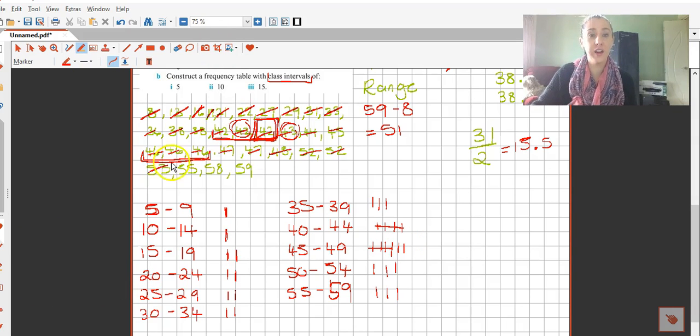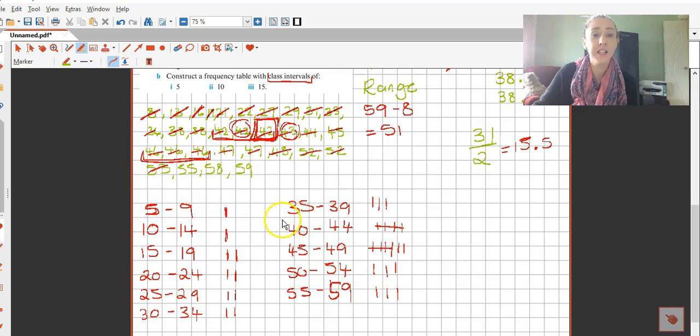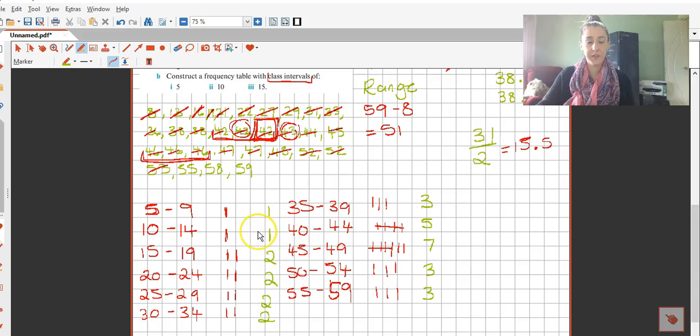Okay, so I've gone through and I've put each of these individual days into my class intervals. So you can see that each class interval will have a frequency to them. So I've tallied them up and now collected their frequency. So I've got 1, 1, 2, 2, 2, 2, 3, 5, 7, 3, and 3.